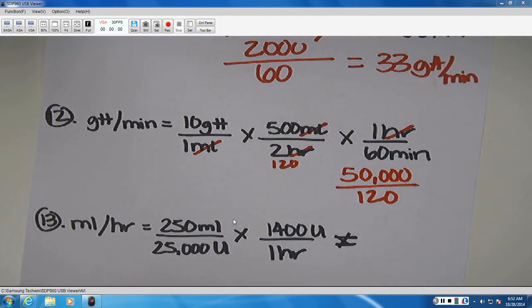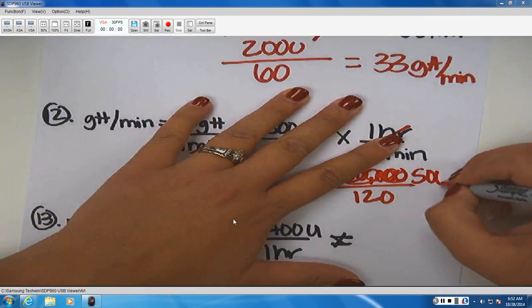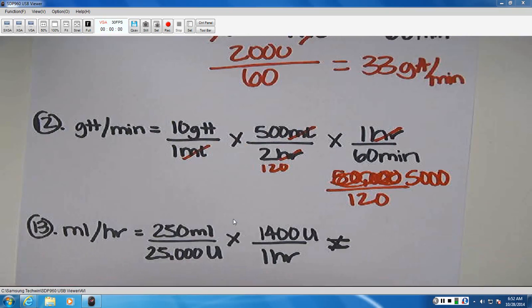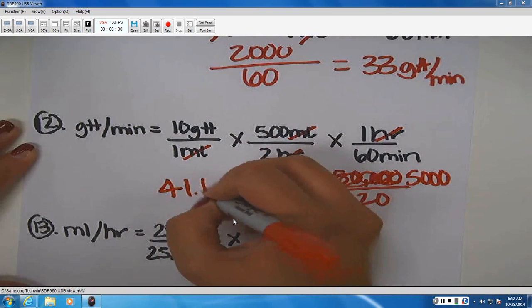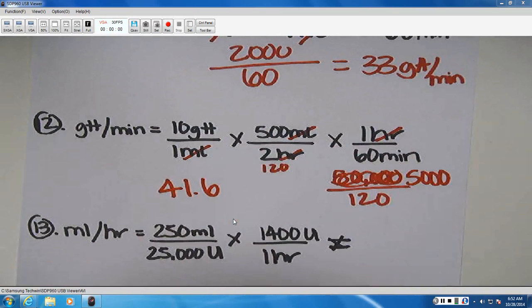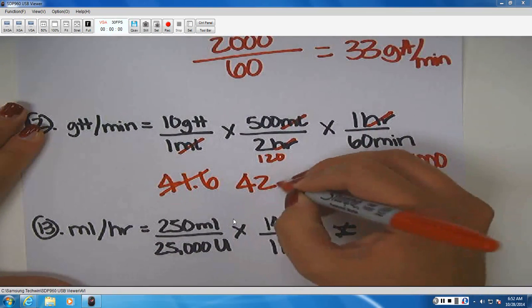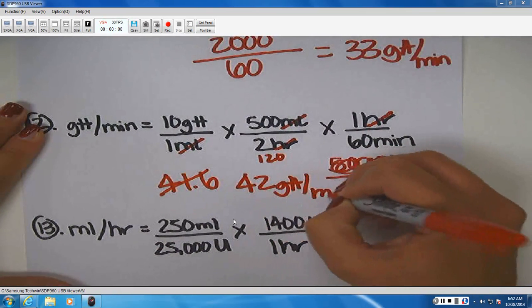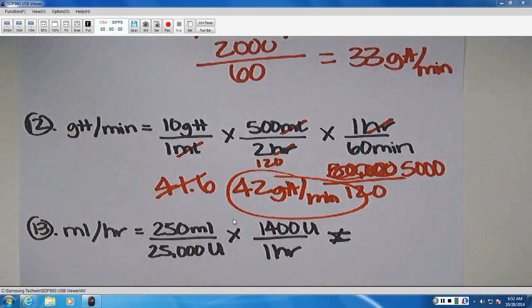Oh, you know what? That's not right. Sorry, that's 5,000. I didn't think that looked right. 10 times 500 is 5,000. So you have 5,000 divided by 120 equals 41.6 drops per minute. I would probably round that up to 42. There's your answer. Okay, 42 drops per minute.